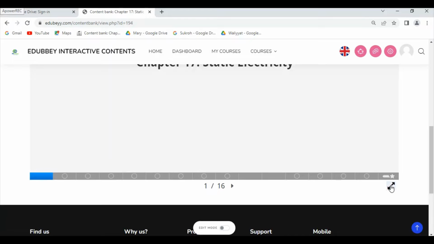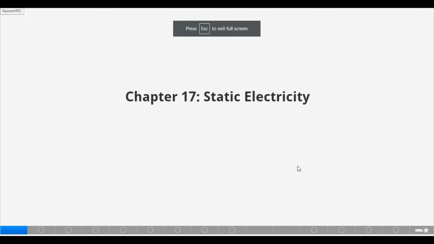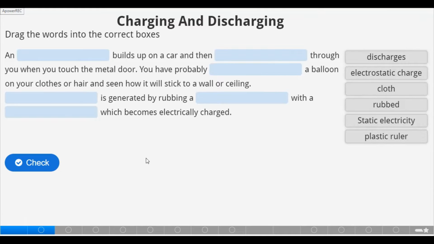Today, we'll be moving down to chapter 17. We'll be dealing with static electricity. Let's start the class. Now, let's deal with charging and discharging. We have to drag the words into the correct boxes.